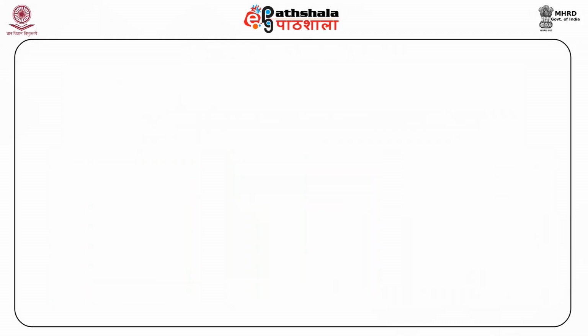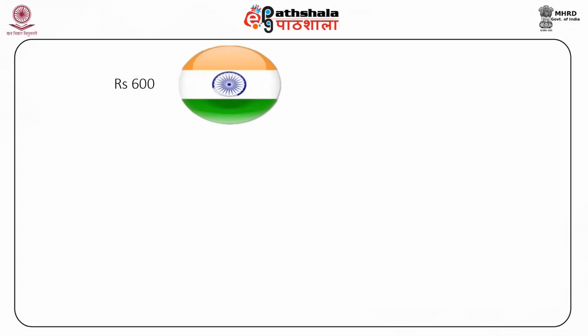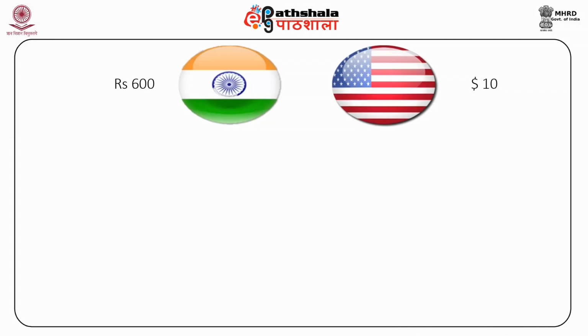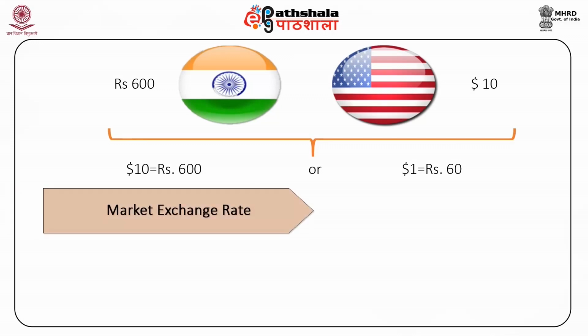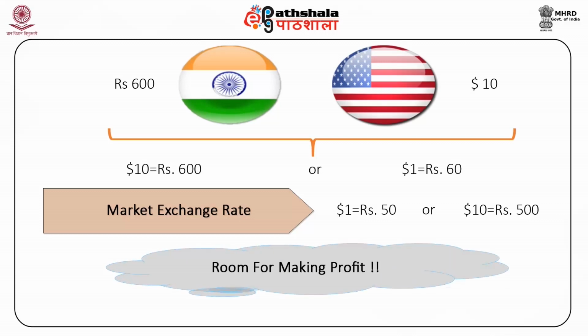Suppose you can buy a basket of commodities at rupees 600 in India, and suppose the same basket costs $10 in USA. Then, according to the purchasing power parity theory, the rupee-dollar exchange rate should be $10 equals rupees 600 or $1 equals rupees 60. Suppose instead the market exchange rate in such a case is $1 equals rupees 50 or $10 equals rupees 500, then this leaves room for making profits.